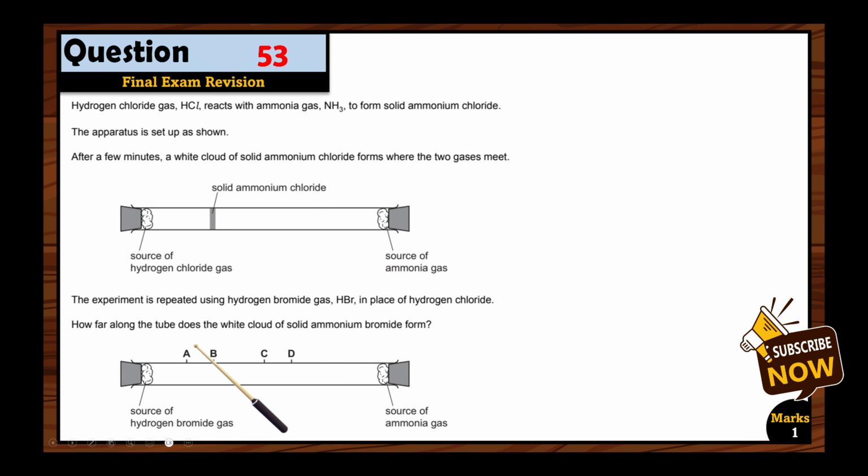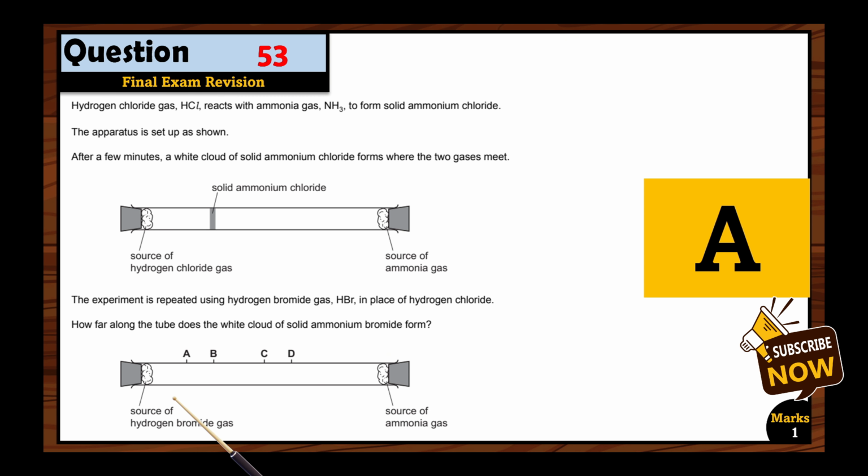So maybe it stays up till A, right? If you see, the ring is near B, but this HBr can come approximately up till A. So ammonia will be coming close together, and maybe we can see the ring at A, not at B. So what is the correct answer? The correct answer is A. We can see the ring at A because HBr will be moving more slowly compared to HCl, so it stays closer to this part, HBr.